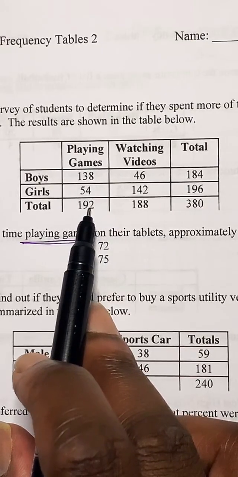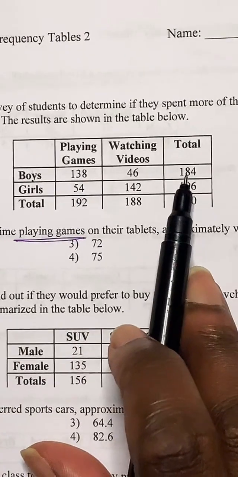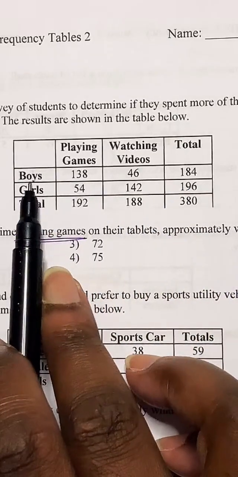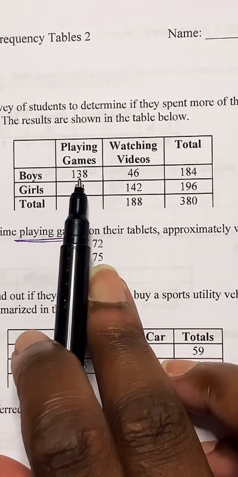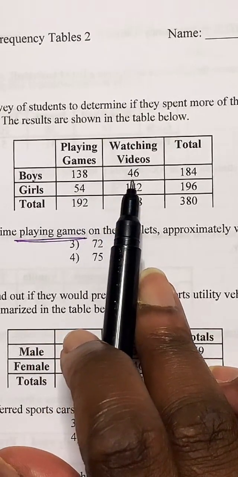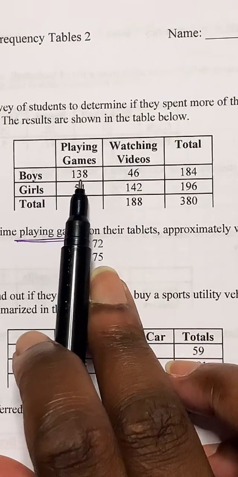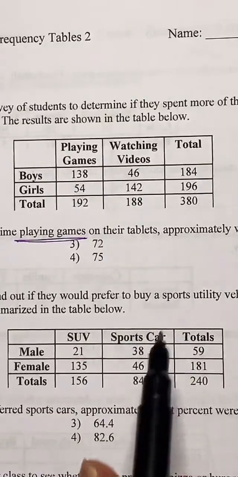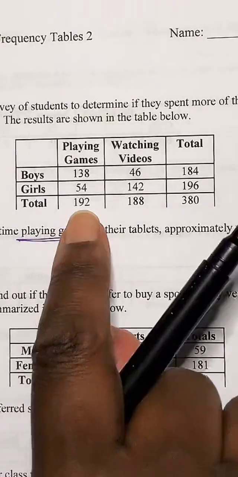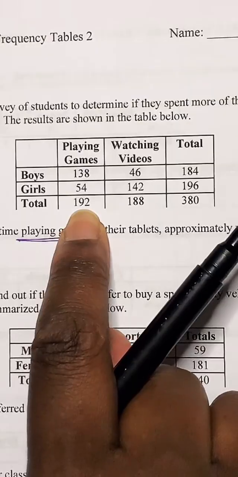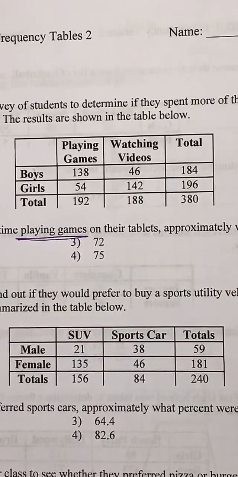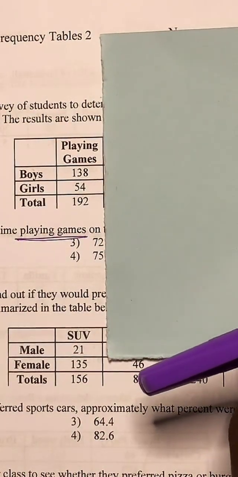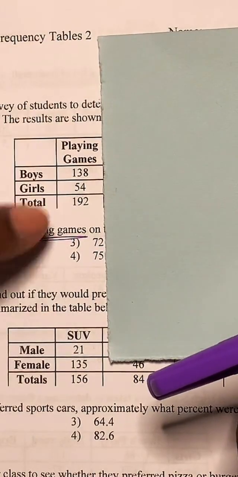All right, so this is when it gets crazy. It's not going to be the 184, because the 184 includes boys that are playing games and boys that are watching videos. The ones playing games and watching videos add up to 184. But we want to know who spends more time just playing games. So that means we're not even looking at anything else. We're just focusing on playing games.